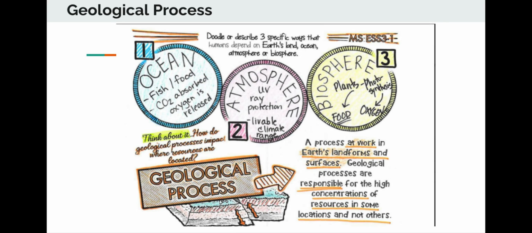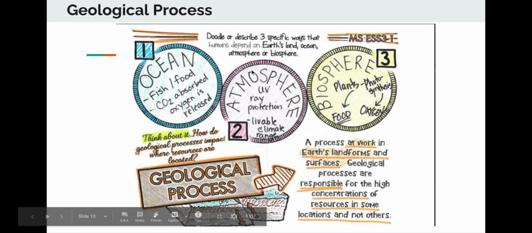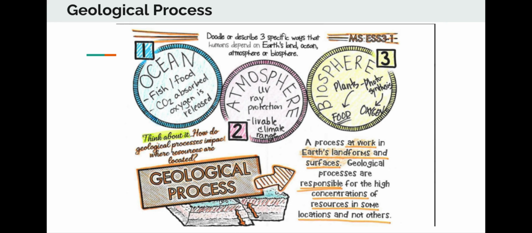Finally, for our biosphere, we have plants that we rely on for food, and plants also have photosynthesis, which creates oxygen and pulls out CO2 from the air. And here's what we really want to think about for this next half. How do geological processes impact where resources are located?